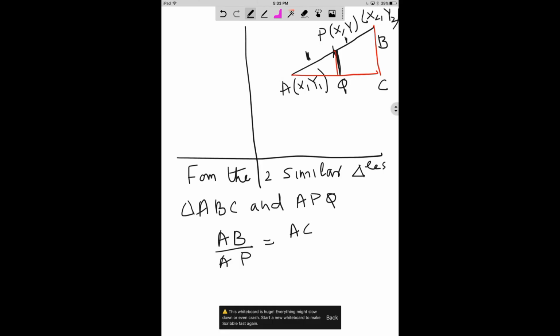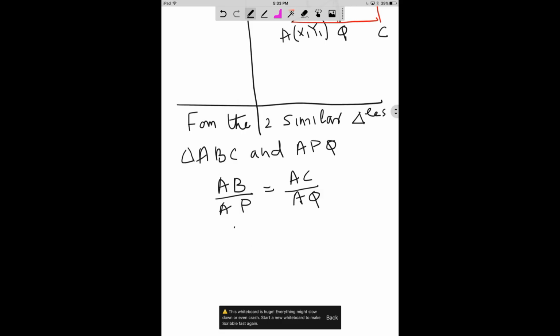So AB divided by, what is the corresponding side of the smaller one? AP, equals the base of the longest side AC divided by the base of the smallest triangle AQ. AB by AP is equal to AC by AQ. So that is the formula we are going to use.